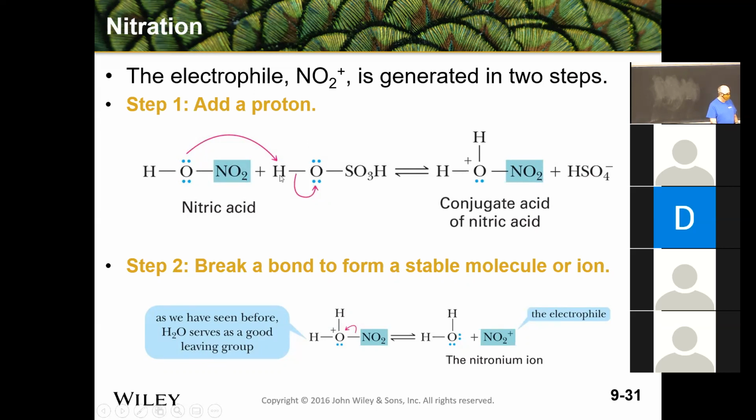It removes a proton from sulfuric acid, and we get the conjugate acid of nitric acid. Water is a good leaving group. So water leaves with this pair of electrons, and that produces the nitronium ion. Something else I want to show you, and that's the complete Lewis structure of this intermediate.